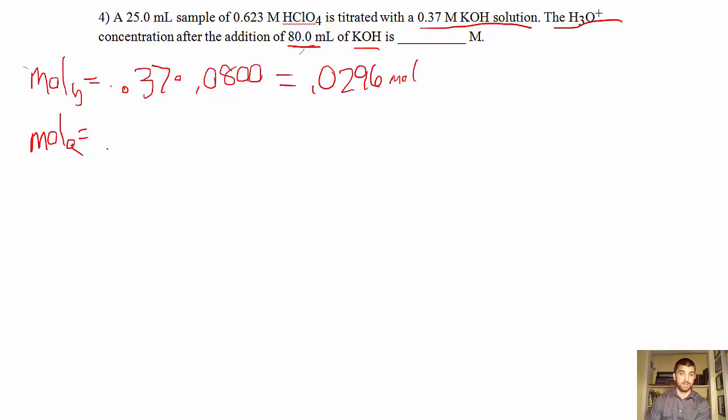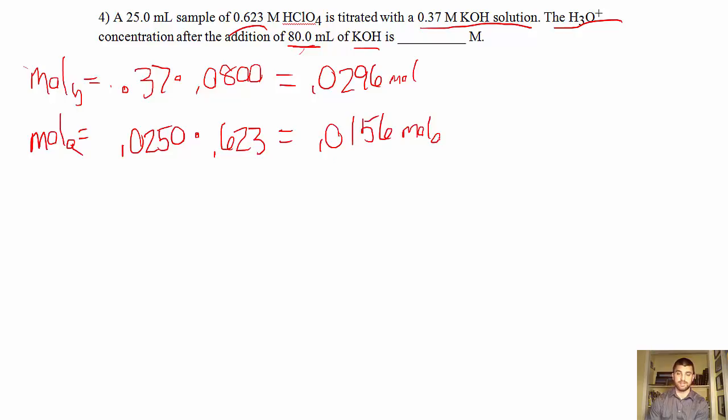Moles of the acid is going to equal the volume of the acid. So we've got volume 0.0250 of the acid times the molarity of the acid, which is 0.623. And that tells me I've got 0.0156 moles of the acid. All right, well, I can see right away that I've got more base than I do acid.